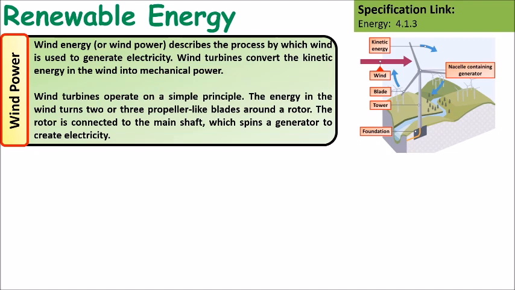Wind power describes the process in which we're generating electricity from the wind. It relies on the principle of wind turning the blades of a turbine. Those turning blades will then spin a generator which will create electricity.